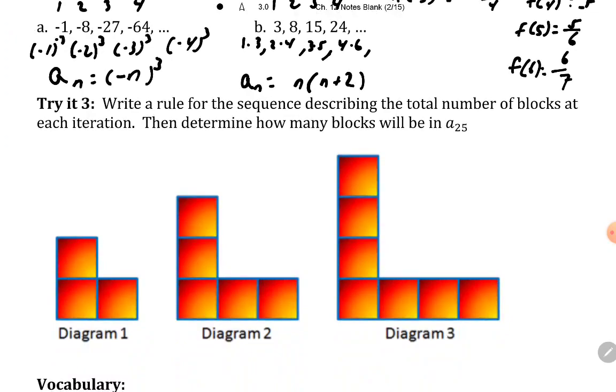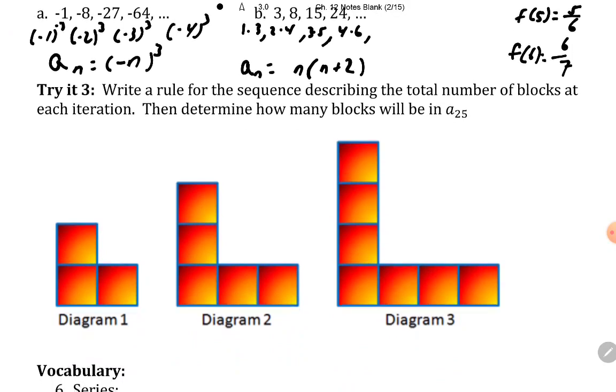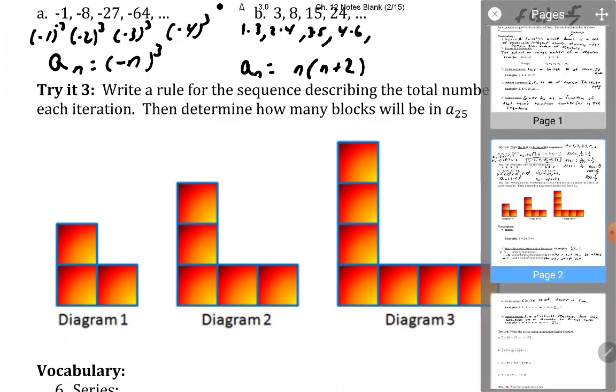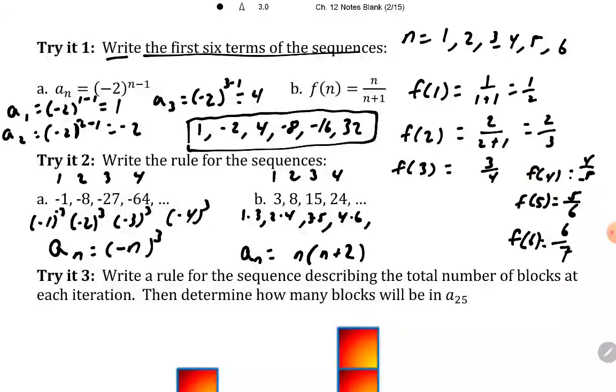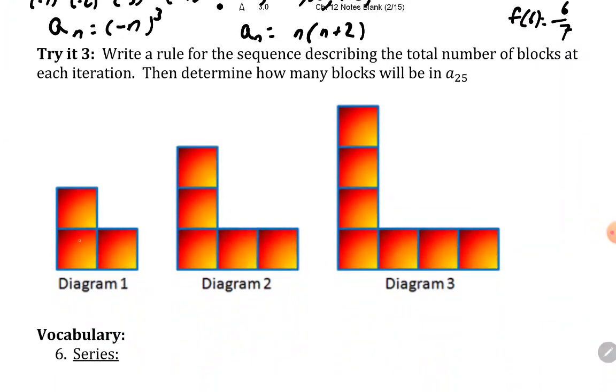Write a rule for the sequence describing the total number of blocks at each iteration, then determine how many blocks will be in A25. Okay, so let's take a look at this. So diagram 1, we start off with 3 blocks. And then we have 5 blocks, and then 7 blocks.